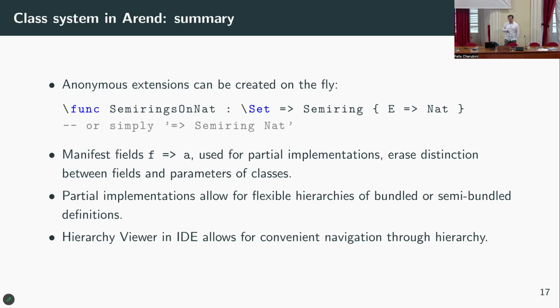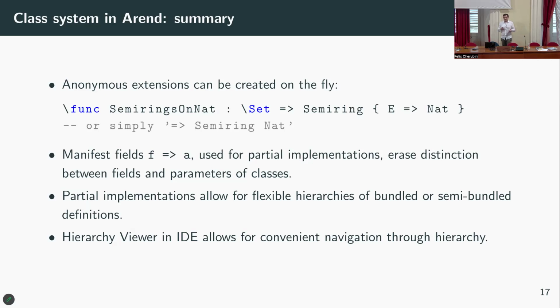So the summary would be that you can define anonymous extensions. Also, a small addition: you can define anonymous extensions on the fly. That's another consequence of this, as shown. For example, we can define semi-rings on natural numbers, let's say, just on the fly. And this kind of feature raises a distinction between fields and parameters of classes.